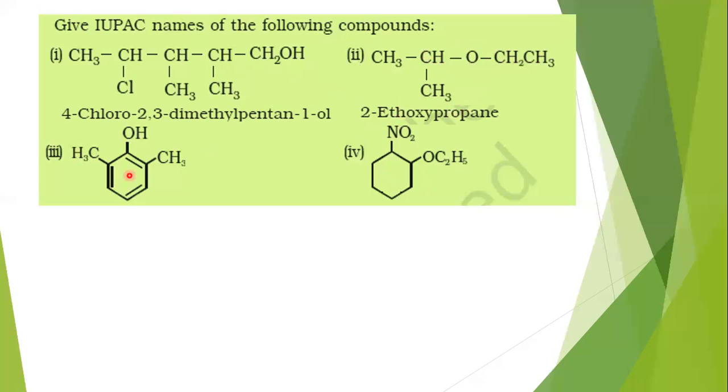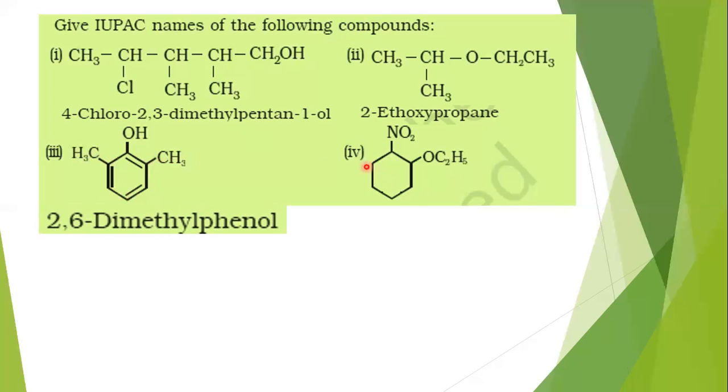Here, in this example, this carbon is considered the first carbon. Second, third, fourth, fifth, and this is sixth. So at the 2,6 positions, there are these two methyl groups. So 2,6-dimethylphenol.